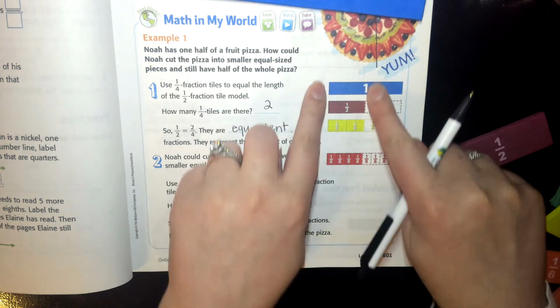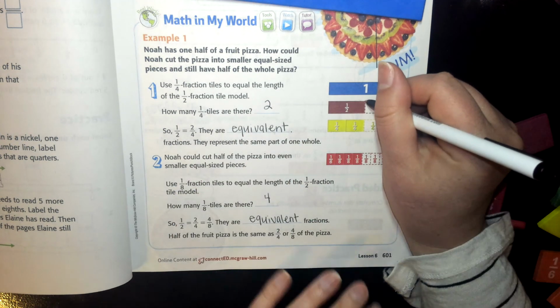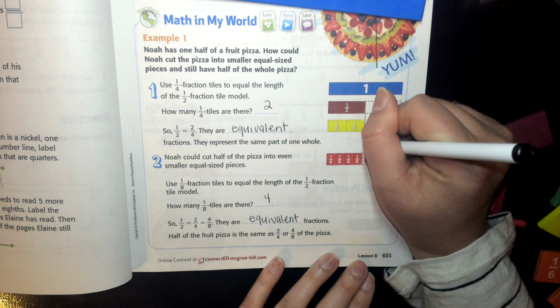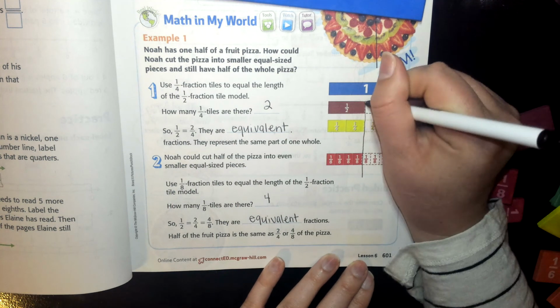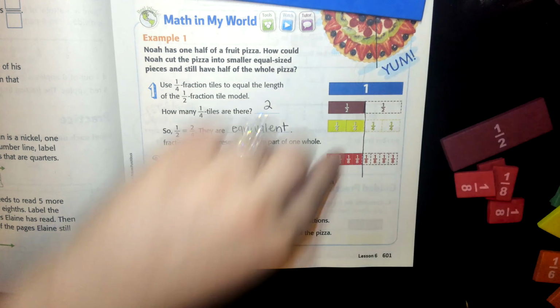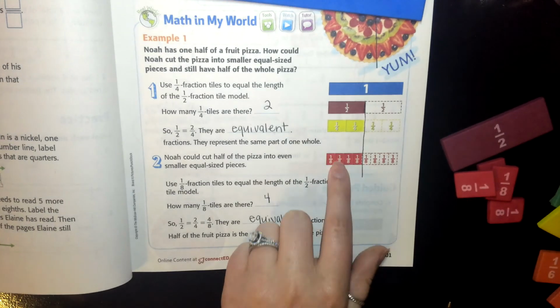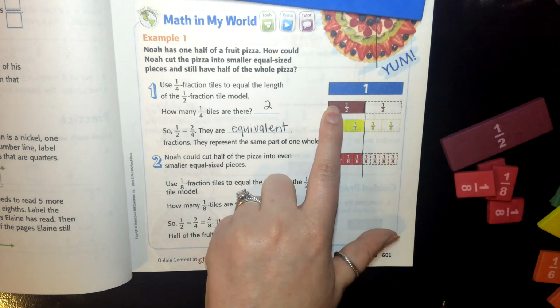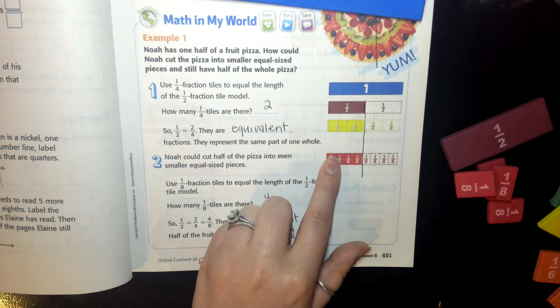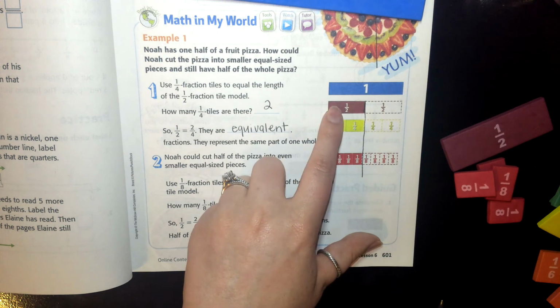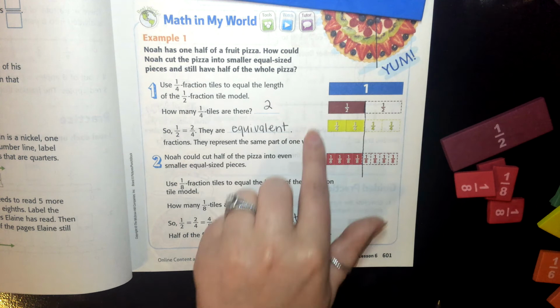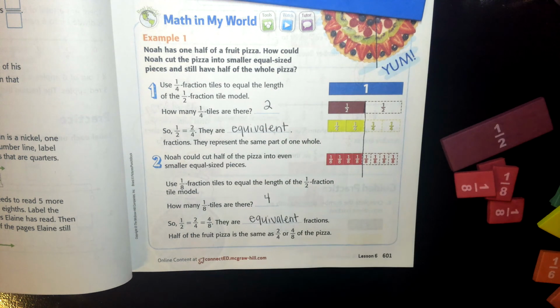And you can see that here. If you draw a line straight down here, oops, that wasn't entirely straight, but it was close. You can see they all represent the same size. Even though the size of the pizza pieces is smaller, with the 8ths and the 4ths than the 1/2, they all represent the same amount of the pizza that Noah has. Okay? So keep going. Go ahead and flip your page over and look at example 2.